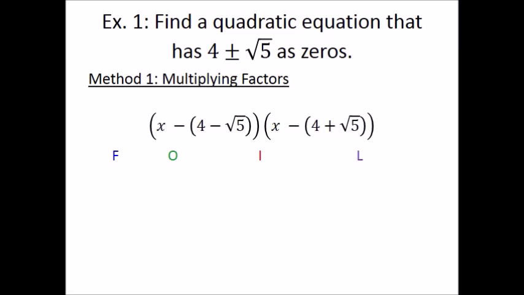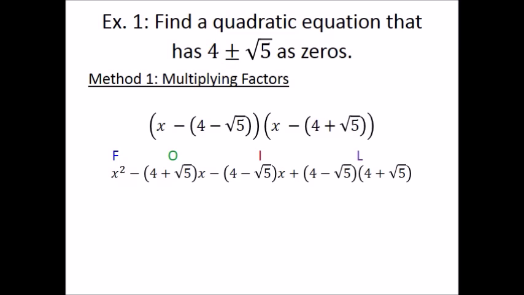So the first terms multiply to equal x squared. The outer terms are x times the opposite of the quantity 4 plus root 5. The inners are the opposite of the quantity 4 minus root 5 times x. And the last are negative quantity 4 minus root 5 times negative quantity 4 plus root 5.